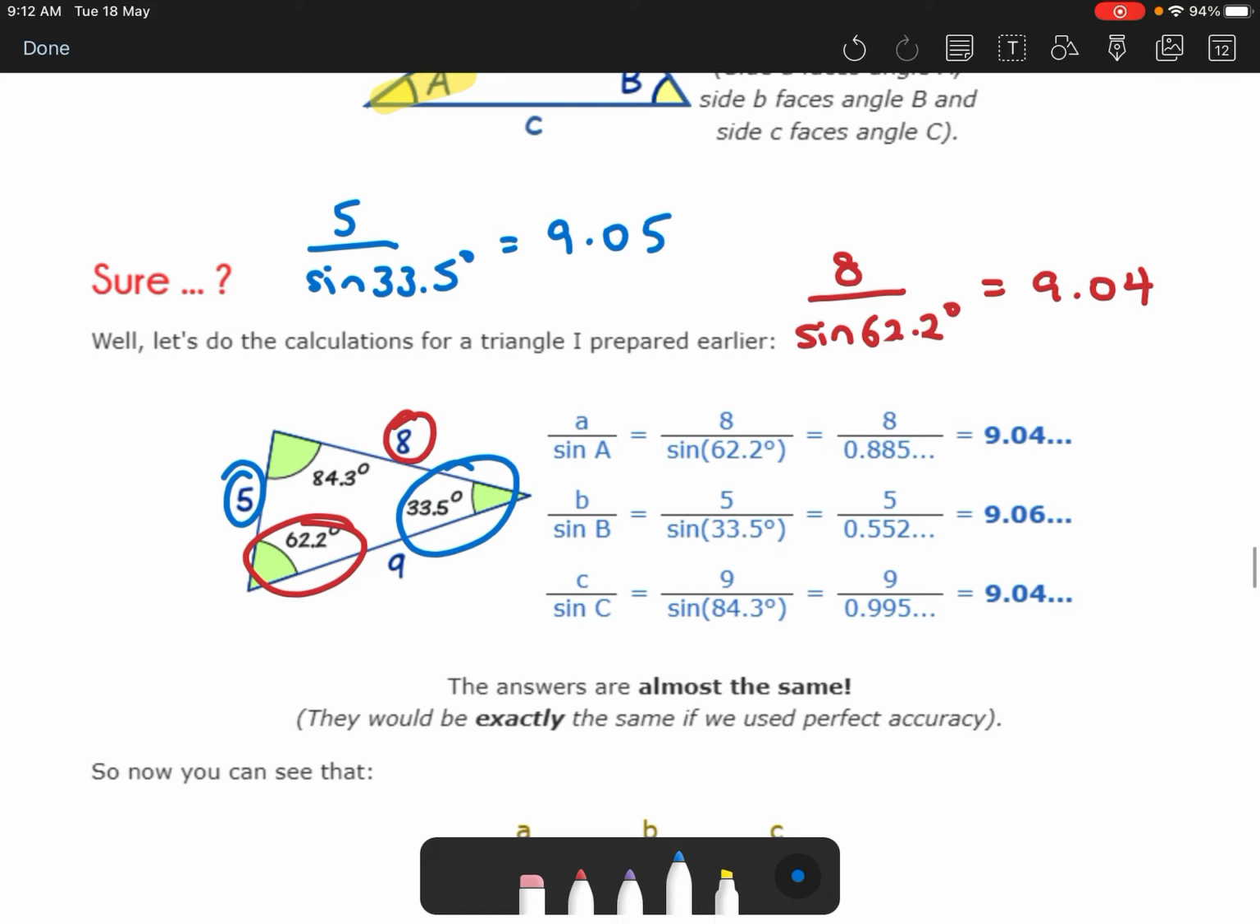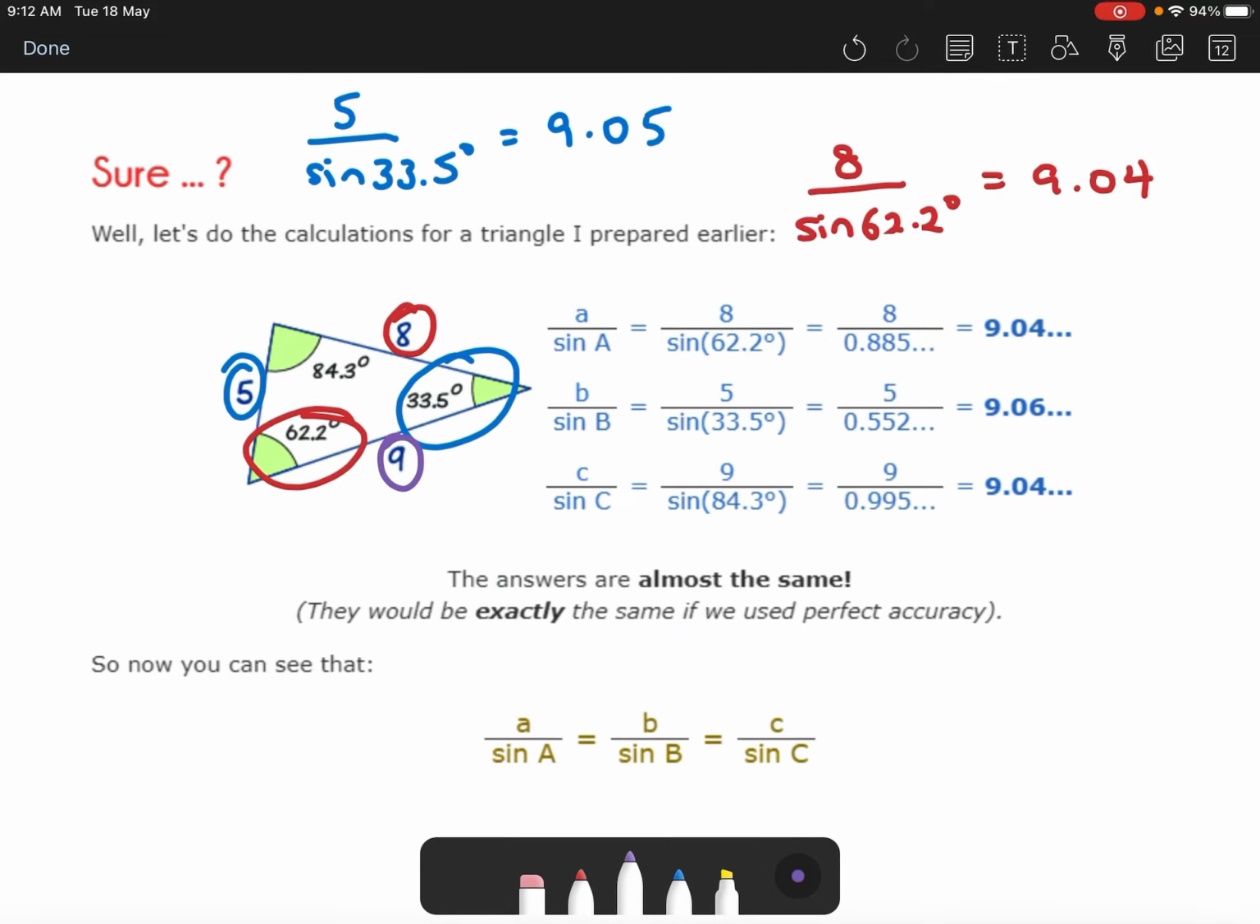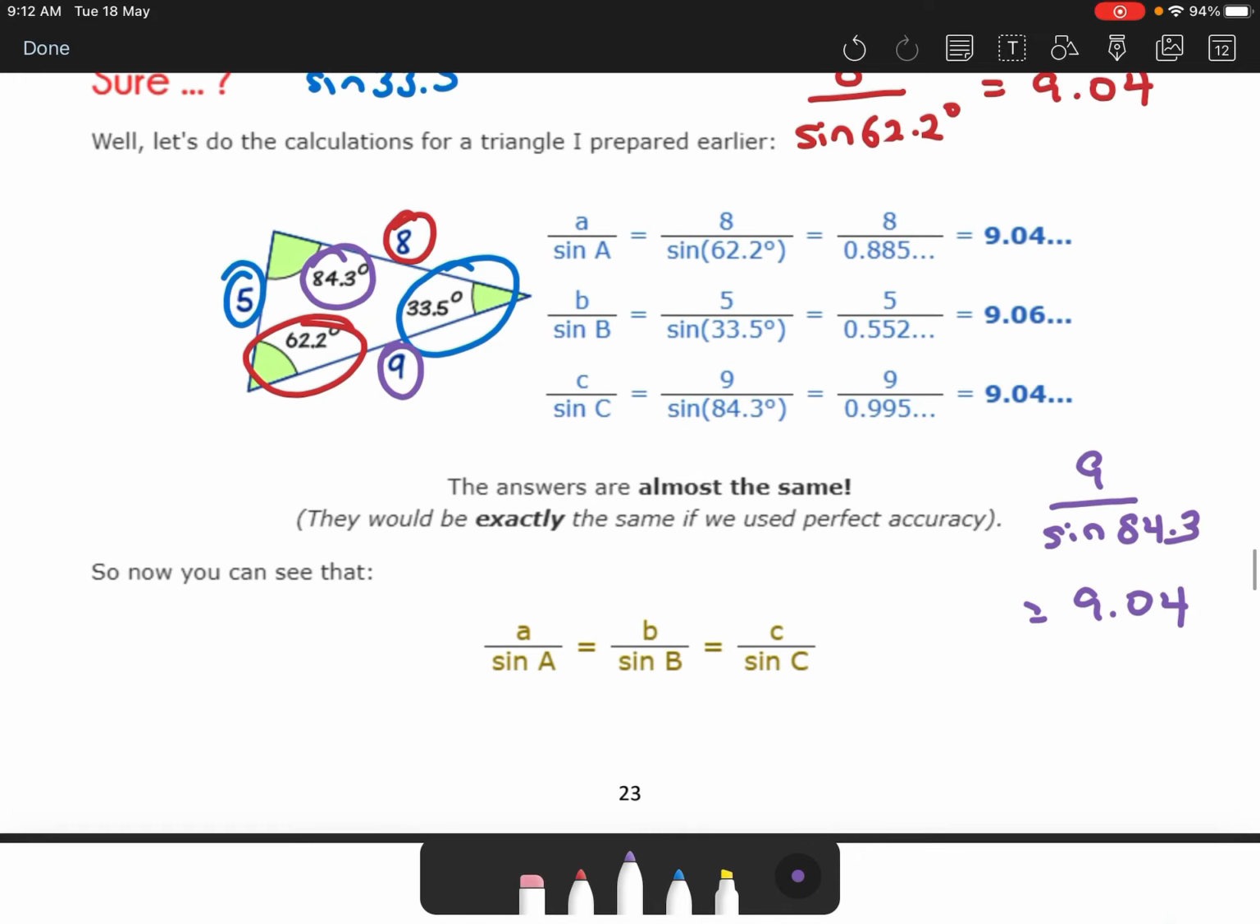Then after that we check with our 9 and 84.3. So 9 divided by sine 84.3 is about 9.04. So you can see the answer is almost the same. It's just a very minor, trivial difference only. So our sine rule is proven correct. Just remember a over sine A equal to b over sine B equal to c over sine C.